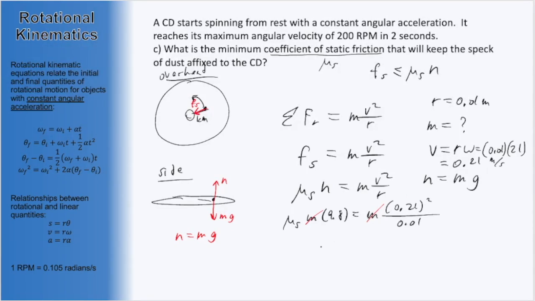Going through and doing the algebra, we end up finding that the minimum coefficient of static friction has to be equal to 0.45. So here's our answer, and we have seen how rotational kinematics can connect back to several topics that we have discussed up until this point.